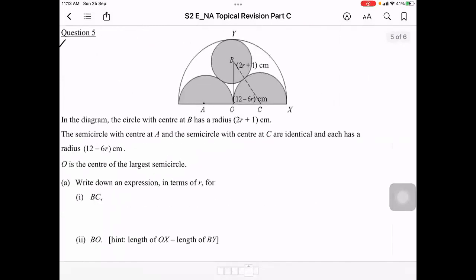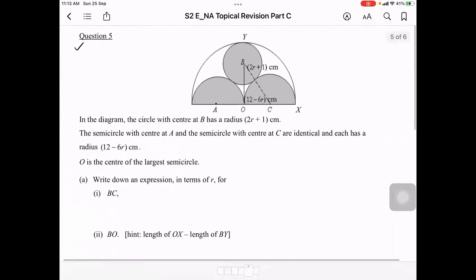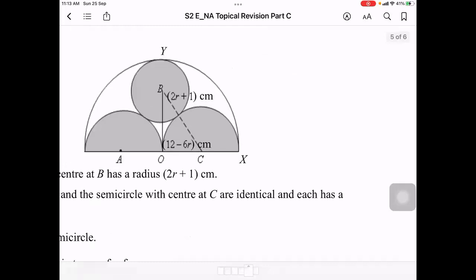This one is a little bit difficult because it needs a lot of expansion. Okay, and it involves a circle. But first things first, we need to know the Pythagoras theorem. What does the Pythagoras theorem say? C squared equals A squared plus B squared.